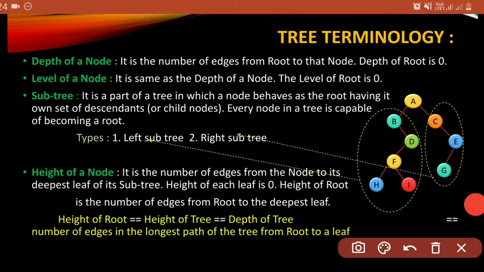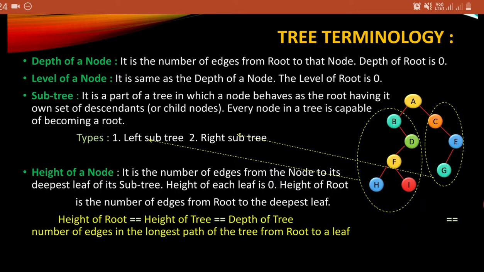See, if I'm talking about the longest path, then A, B, D, F, I is the longest path. A, B, D, F, and H is also a longest path, which contains how many nodes? 1, 2, 3, 4, 5. 5 nodes. This way we are having 5 nodes. In the other paths we are having 4 nodes. Means the longest one is 5.